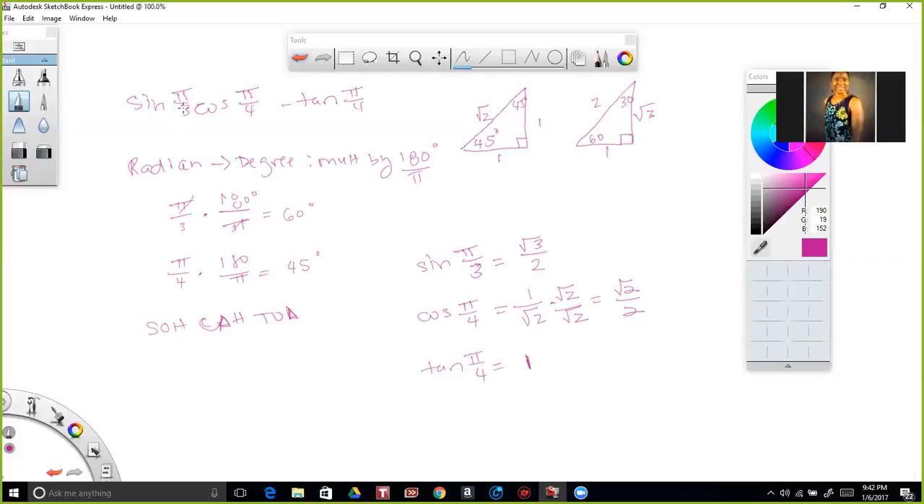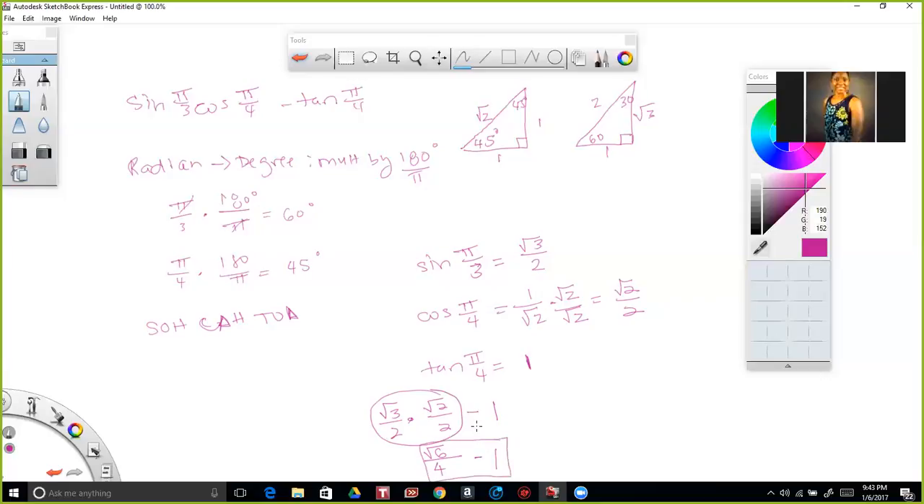So now I just substitute: sine of pi over 3 is the square root of 3 over 2, times cosine of pi over 4, which is the square root of 2 over 2, and then minus 1. Now I have to multiply this out. I deal with the square roots, so that gives me the square root of 6, because 2 times 3 is 6, and then 2 times 2 is 4, and then minus 1. We can leave it as that.